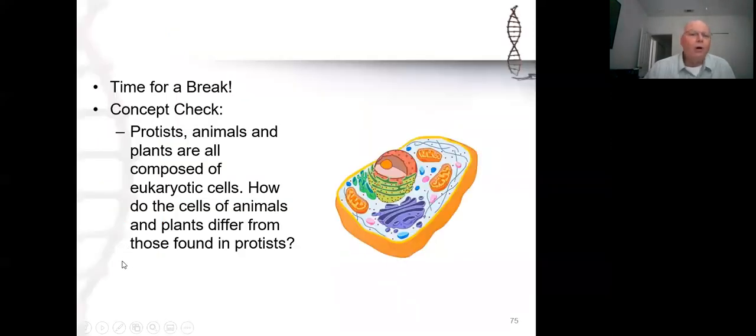So one more concept check, a couple more slides and we're done. Protist cells, animal cells and plant cells are all eukaryotic cells. How do cells of animals and plants differ from those found in protists? I'll give you a few seconds, 30 seconds, and then we'll look at the answer.